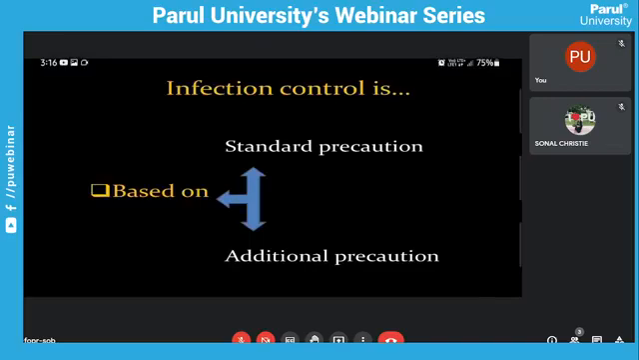Then the next topic is infection control. Infection control is based on standard precautions and additional precautions. Okay, for infection control it is required to use standard precautions and some additional precautions. We will see both one by one.